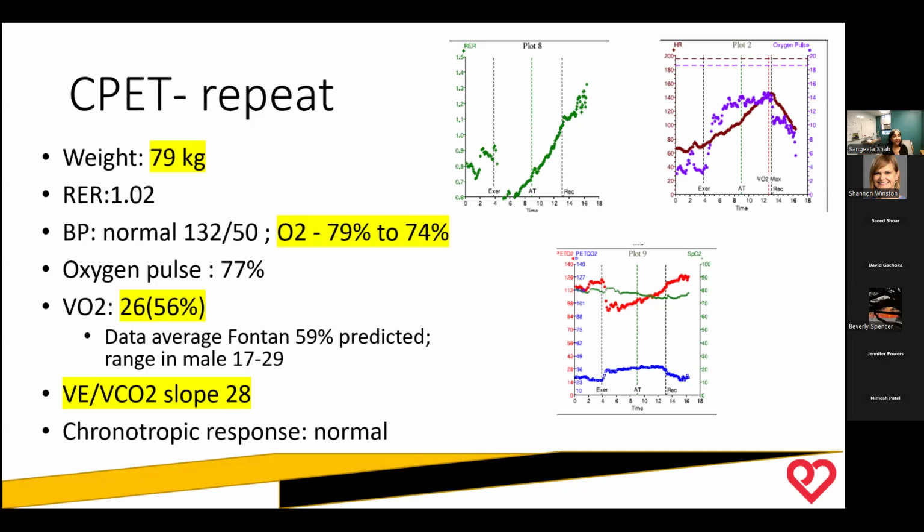RER, as we exercised him, is good at 1.02. Blood pressure response was normal. Saturations, we actually dipped in our saturations, which is interesting, and I'll come up with a plausible explanation for this, is that he only got to 81% last time, and now he's dipping into 74, even with all the weight loss. Oxygen pulse improved, peak VO2, 56%, about the same, and VE/VCO2 improved.